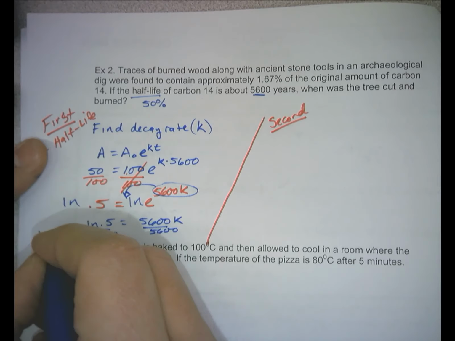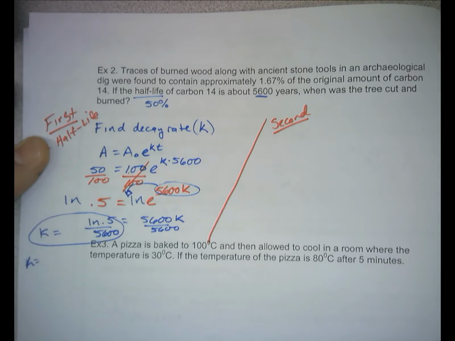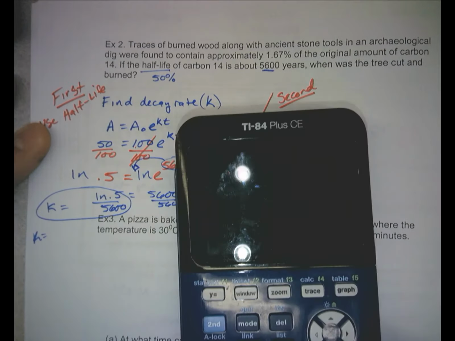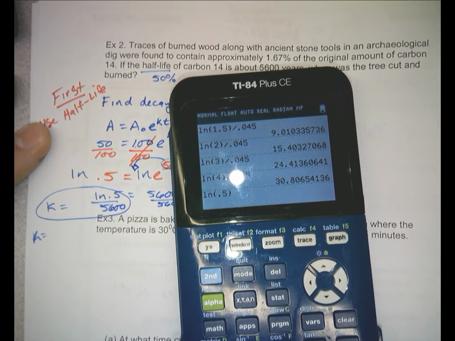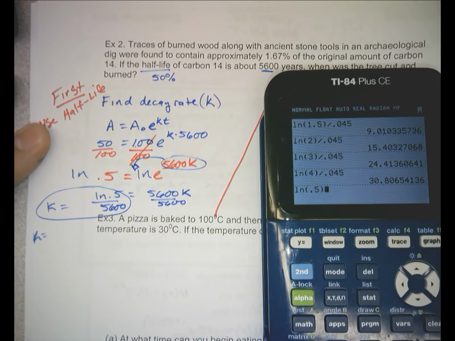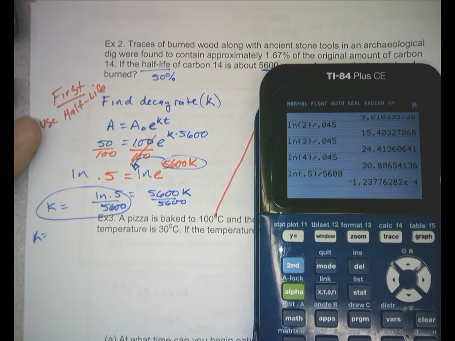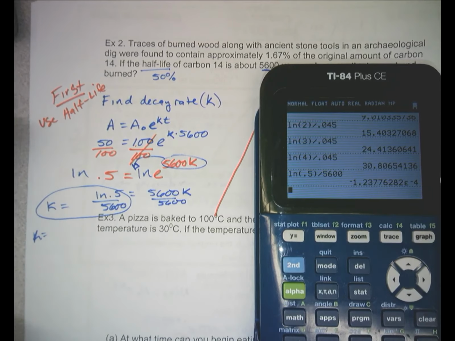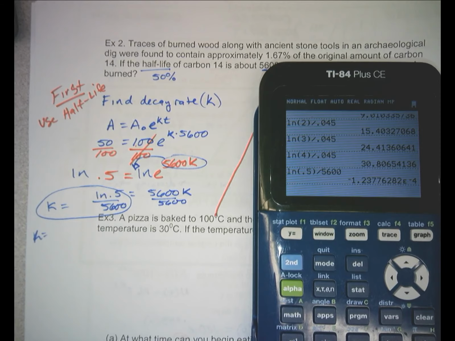And I get K equals this guy. Or if I want to put it in my calculator, natural log of 0.5, close it. And then I'm going to divide that by 5,600. Okay. Now again, I do get a negative because it is a decay rate. That's normal. And this one says it's negative 1.23776 e to the negative fourth. Remember, that's scientific notation.